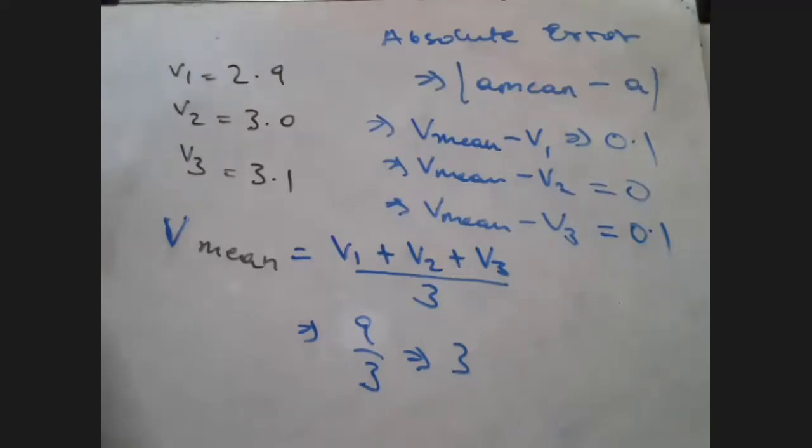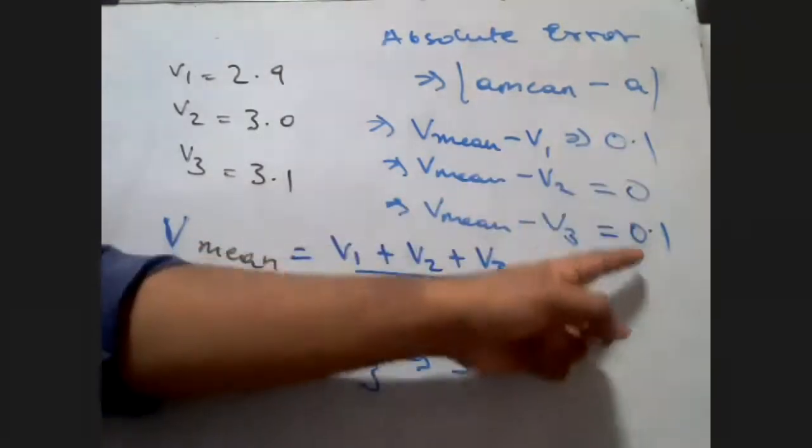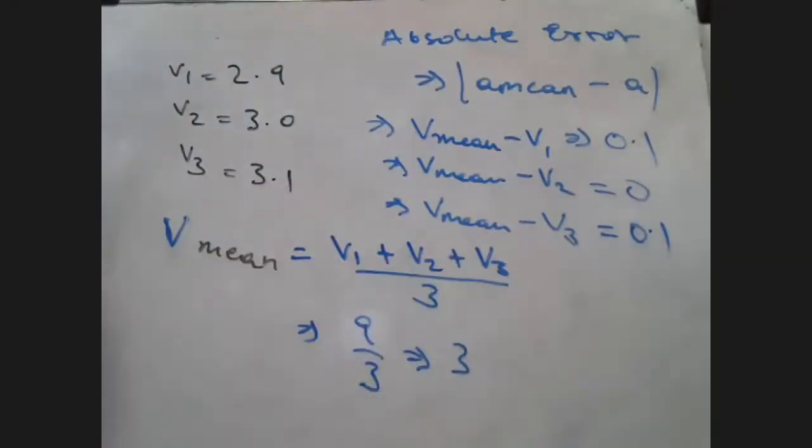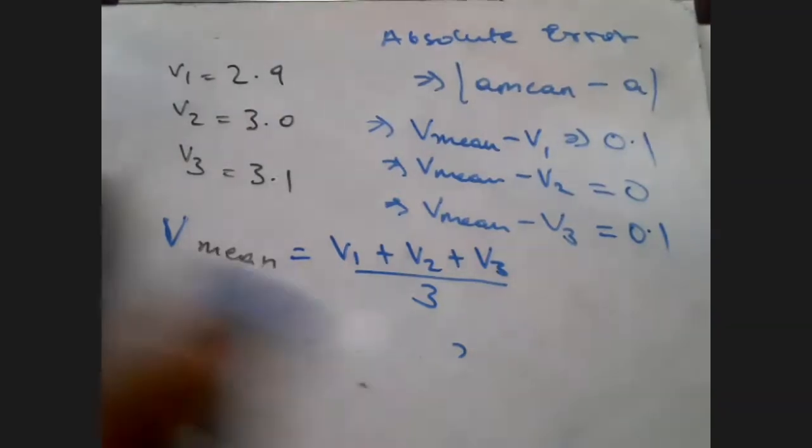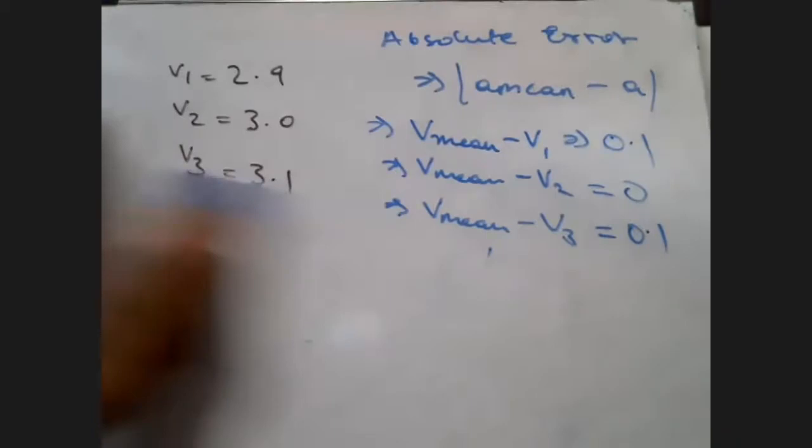Now, if I tell you to find out the mean value of the absolute error, what will it be? It will be 0.1 plus 0 plus 0.1 upon 3. Yes or no? Yes. Now, I hope you all are understanding.